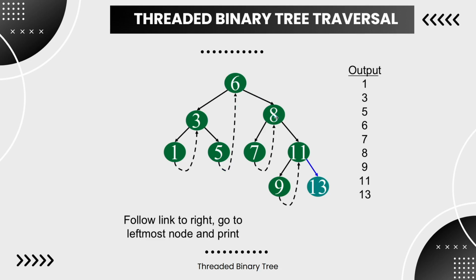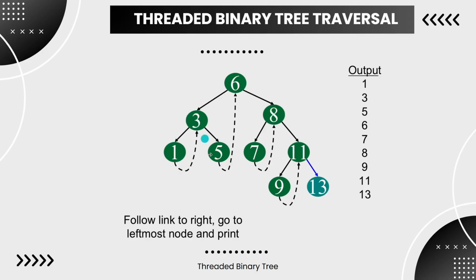So, visit 8. From 8 we visit 7 because we have a normal pointer between 7 and 8, and then we have a thread from 7 to 8, and from where we move forward along 11 and then 9, and then there is a thread that takes us to 11, but 11 is already visited. So we have to go to 13.